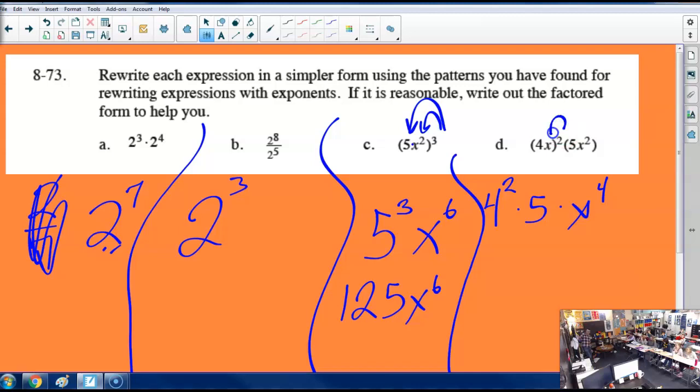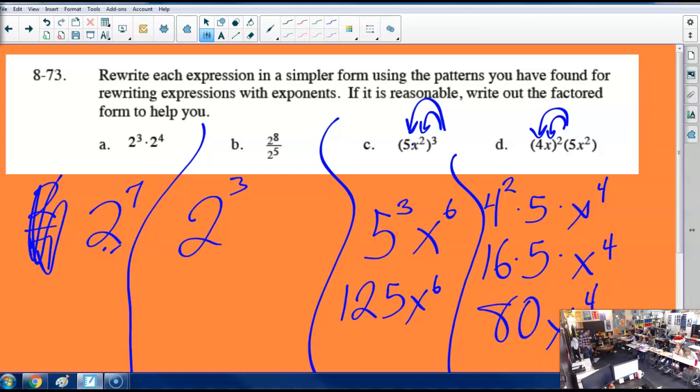Because this square distributes into the X and the 4. Now, that we could really write as 16, or you could write as 8, because 16 times 5 then makes 80. We can write this simplified as 80x to the 4th. Because this doesn't have anything happening to it. It's just 5x squared. We just carry down 5 and x squared, and the x squared joins up with the other x, because they're like terms.